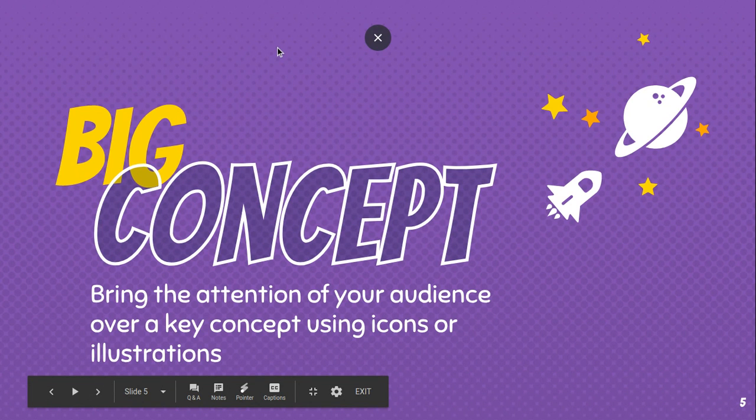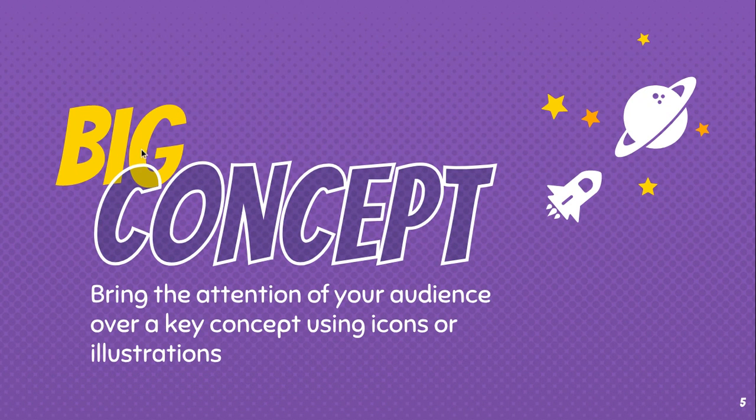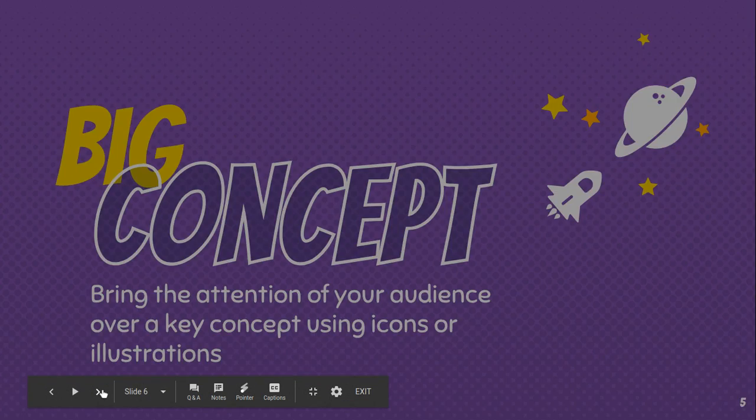Another great thing to do, when you have a big concept or idea, is to put it in big bold terms, make the words stand out like this. You can also draw a little attention by having some icons or illustrations in the corner of it.